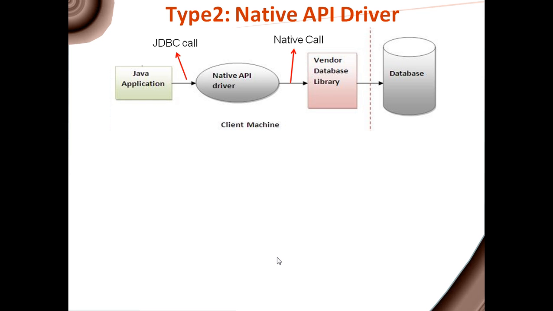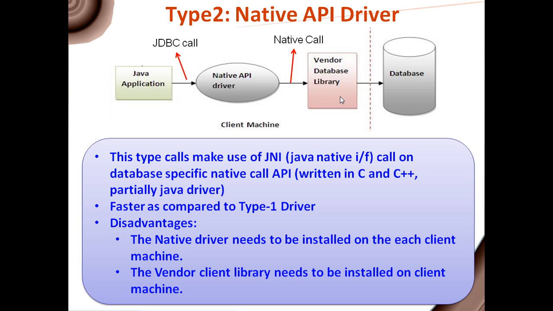Now let's go into the next driver, which is called the native API driver, and it's type 2. Here again we can see on the left hand side you have the Java application. This will make a JDBC call, and then it is going to rely on a native API driver. Now this native API driver is going to make a native call to a vendor database library. This vendor database library component comes into the picture and could also form a bottleneck. Using this vendor database library we will be interacting with the database, and everything has to be on a single client machine.